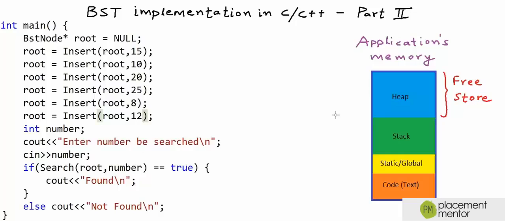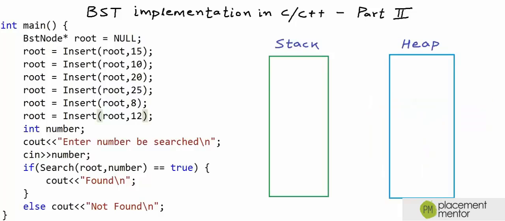Now what I'm going to do here is I'm going to draw stack and heap sections as these two rectangular containers. I'm kind of zooming into these two sections. Now I'll show you how things will move in these two sections of application's memory when this program will execute. When this program will start execution, first the main function will be called. Now whenever a function is called, some amount of memory from the stack is allocated for its execution.